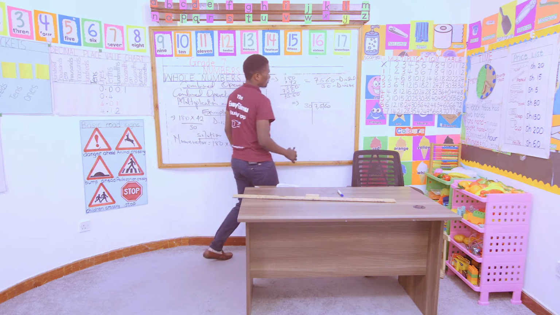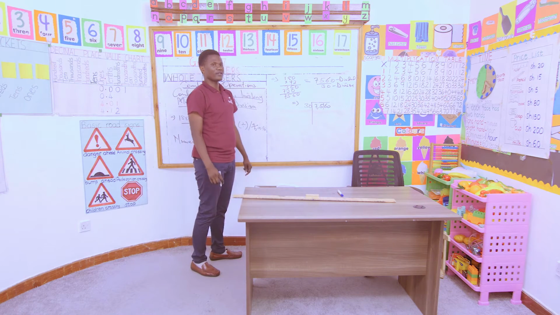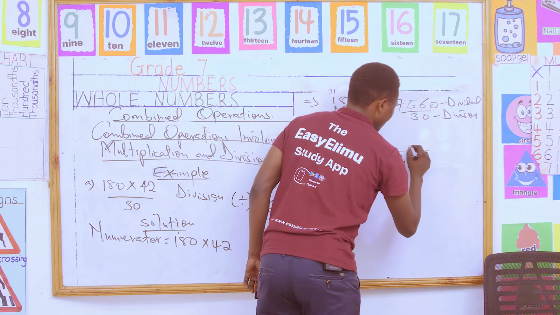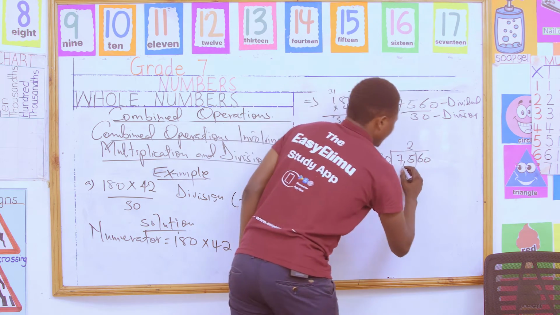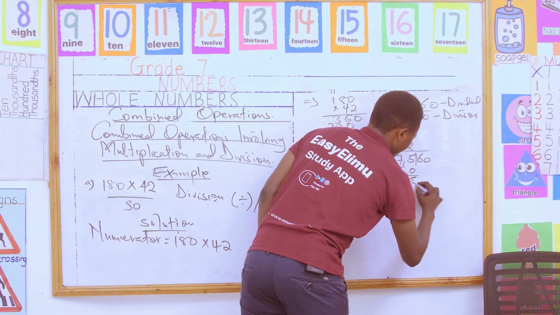We start pairing our number, because it's easier if you pair your number into 2. So if we pair, we have 75. How many times does 30 divide 75? Yes, Mary? 2 times, correct. So 30 divides 75 2 times. That gives us 60, a remainder of 15.